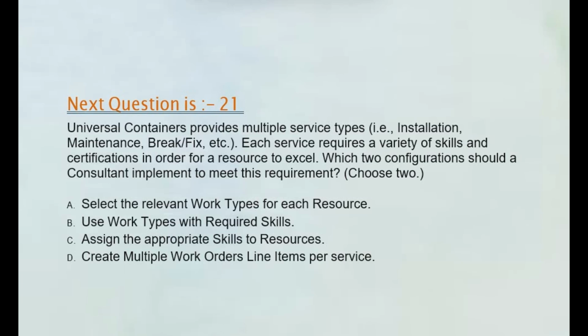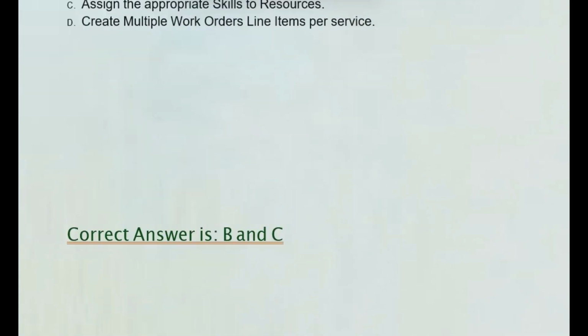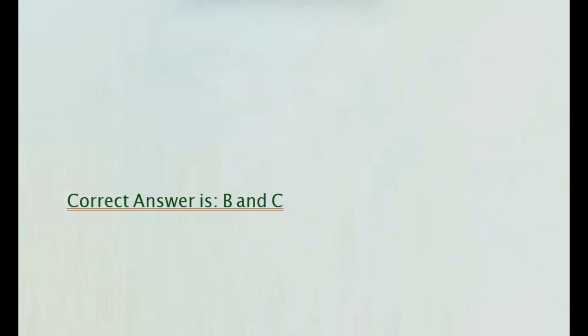Option A. Select the relevant work types for each resource. Option B. Use work types with required skills. Option C. Assign the appropriate skills to resources. Option D. Create multiple work order line items per service. Correct answer is option B and option C.